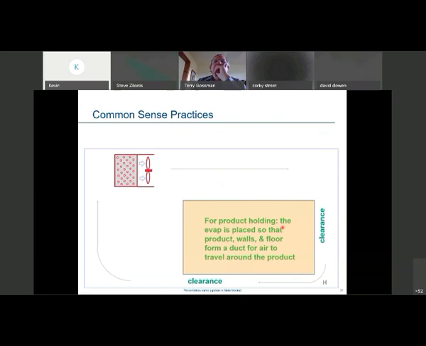So common sense has it that when you're doing this kind of thing, you've got to be able to blow around the product and back through and up into the return. So it's got to be set up that way so that you can get the product off the floor and away from the far wall so it can get around it.